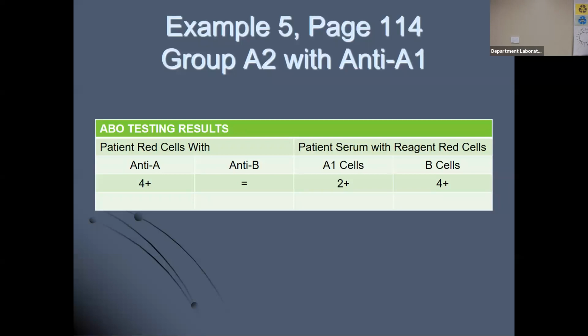Which does your front type and back type match? No. Which of the results do you think is causing the problem? It's your A1 cells. All right. So you have a patient that has an unexpected reaction with your A1 cells. What's your first thought?